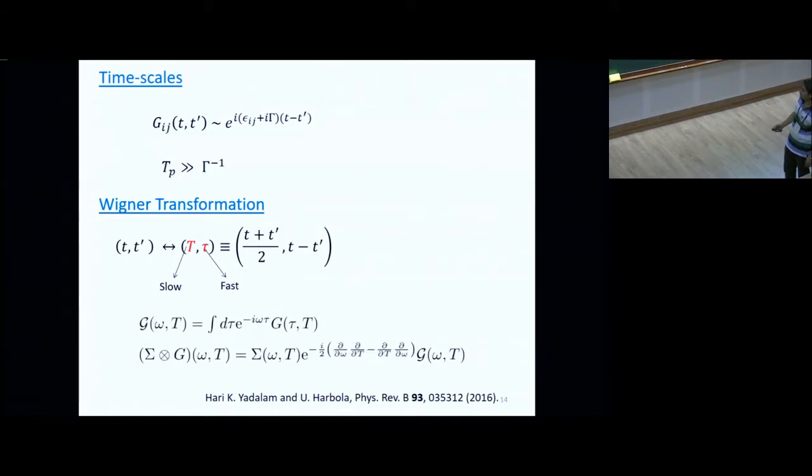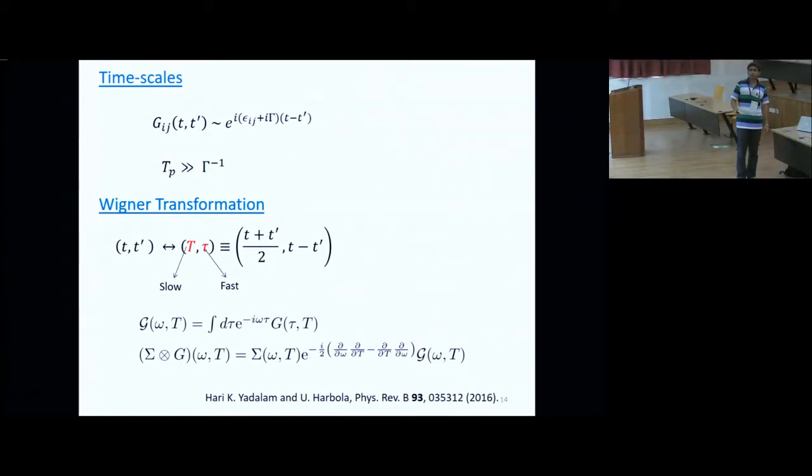There are some technical things. After doing this separation, this is a fast time scale. I'm not much interested in that, so I will just Fourier transform this, which is omega in this fashion. This is standard. And if there is a convolution of two functions like sigma g in the Dyson equation, it will transform like this. So it leads to some kind of exponential derivatives in between these two Wigner transform functions.